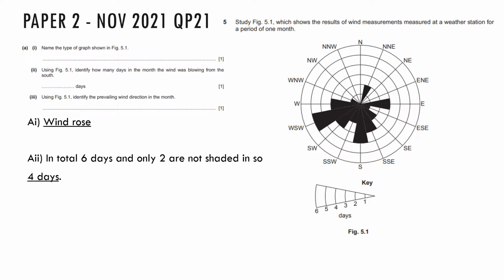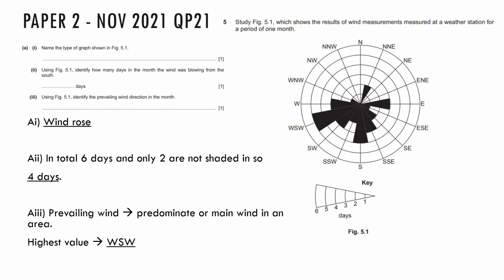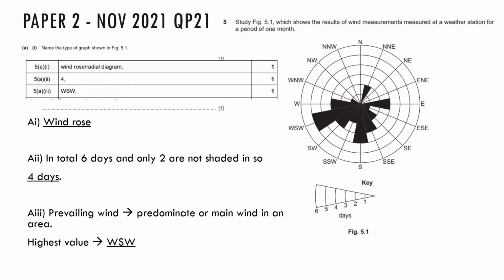Using figure 5.1, identify the prevailing wind direction in the month. Well, the prevailing wind is the predominant wind or main wind in an area. So if I look at this diagram, I'm going to be looking at the area that's predominantly shaded in, or the direction that has been shaded in the most. So in this case, it's west-southwest. Check my answers. Yeah, let's move on.